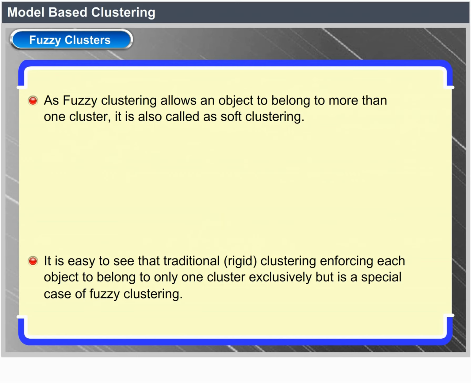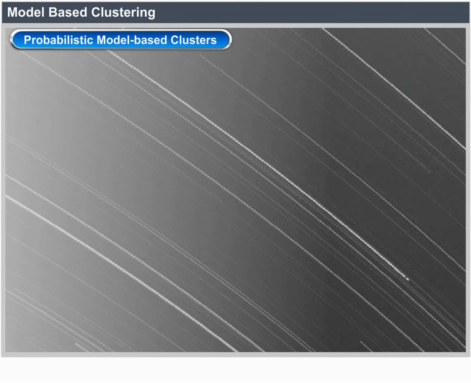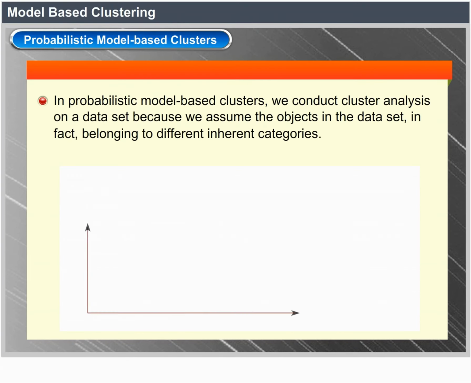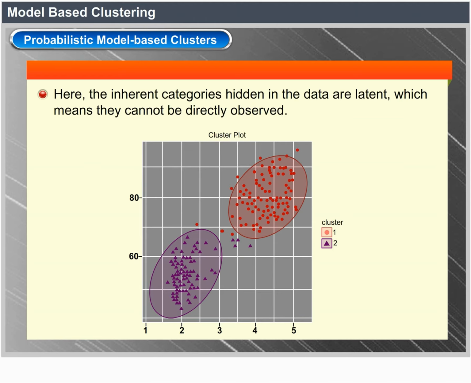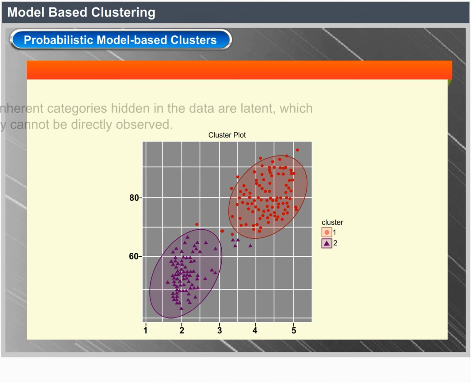Probabilistic model-based clusters. In probabilistic model-based clusters, we conduct cluster analysis on a dataset because we assume that the objects in the dataset, in fact, belong to different inherent categories. Clustering tendency analysis can be used to examine whether a dataset contains objects that may lead to meaningful clusters. Here, the inherent categories hidden in the data are latent, which means they cannot be directly observed. Instead, we have to infer them using the data observed.